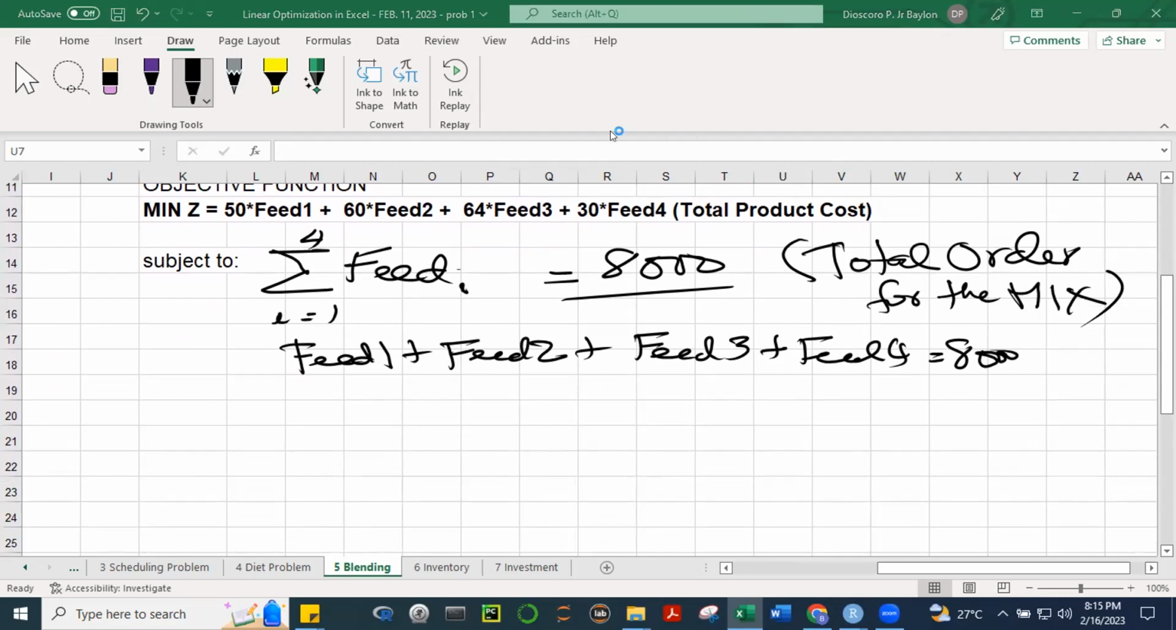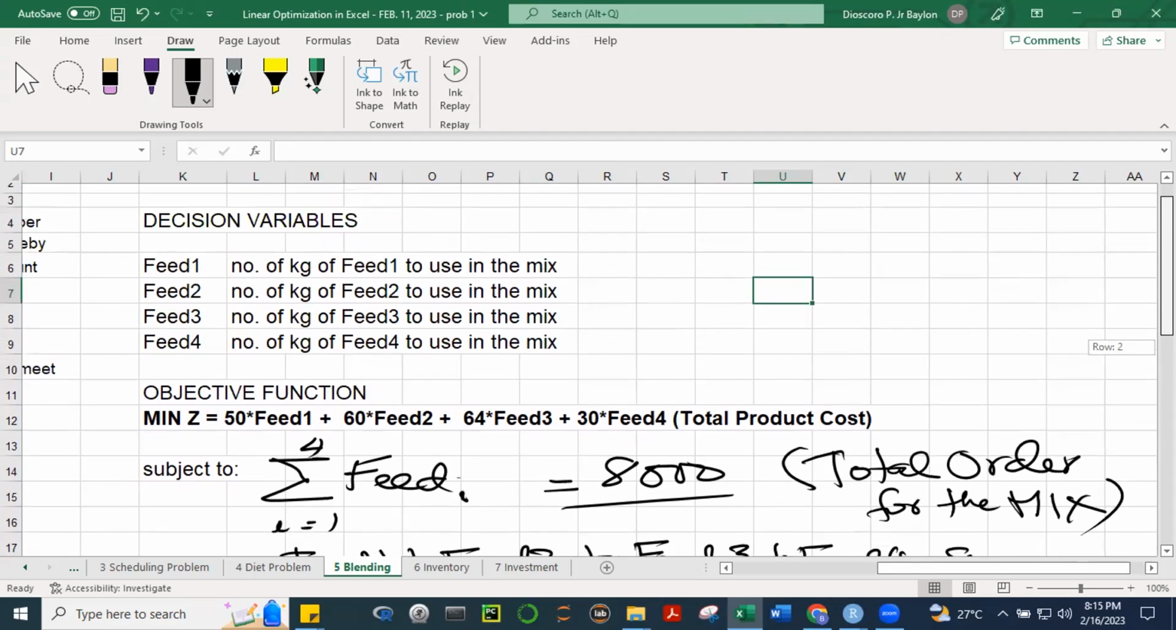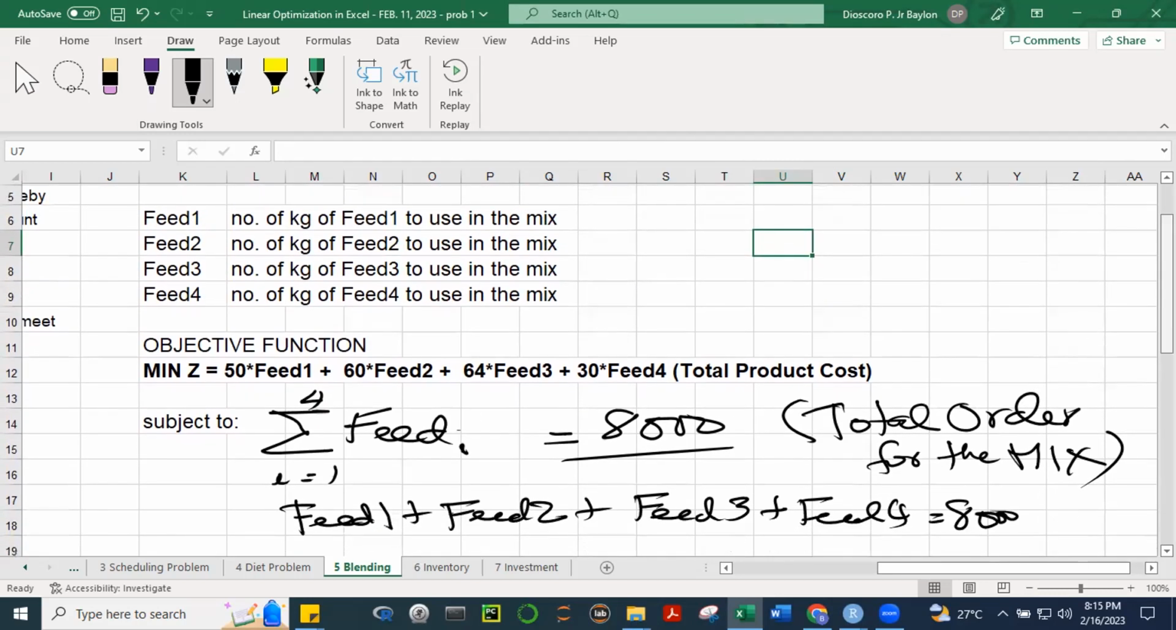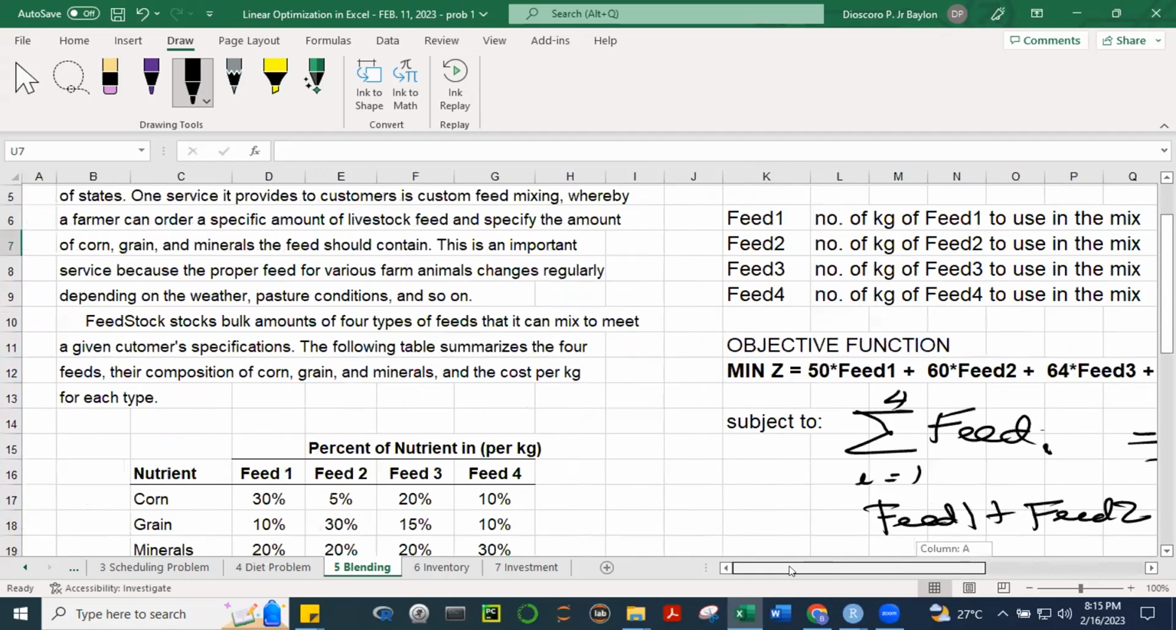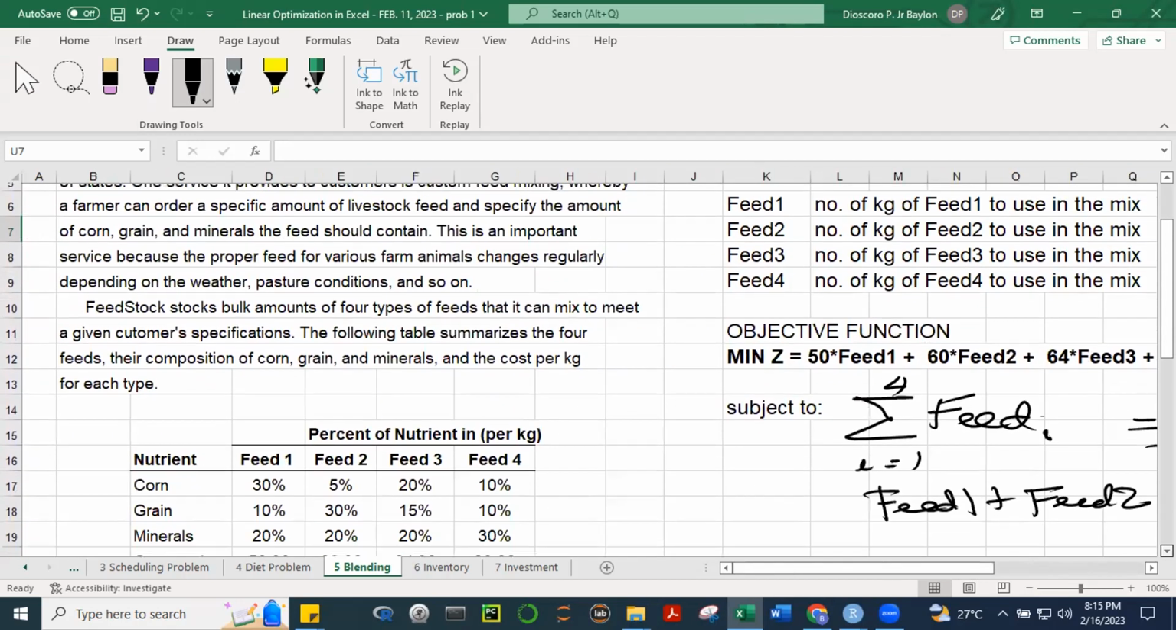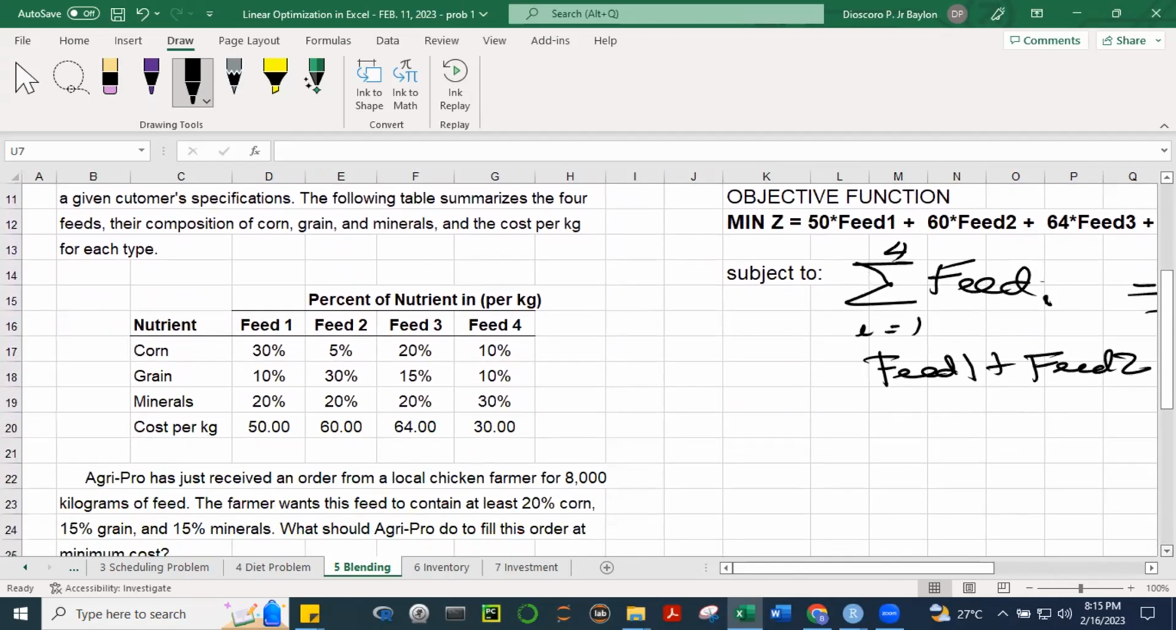Yes, Rex. Thank you, Rex. Try lang, sir. Yeah, go. Sige. Summation of feed 1 to feed 4 corn greater than or equal to 20%, 0.2. Sige, paano yun? Summation ng feed 1 to feed 4 corn equal or greater than 0.2. Okay, how do I write that?